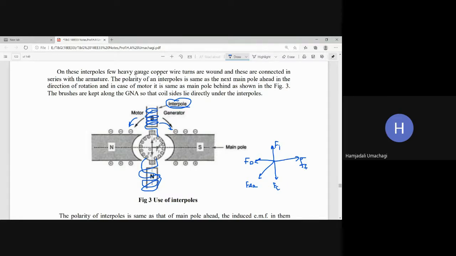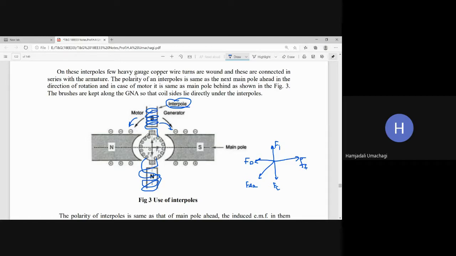So the interpole does a dual function. Dual function means it does two functions. What will it do? It is going to improve the commutation, and it is going to reduce the armature reaction. But the armature reaction we discussed earlier cannot be completely nullified by interpoles.